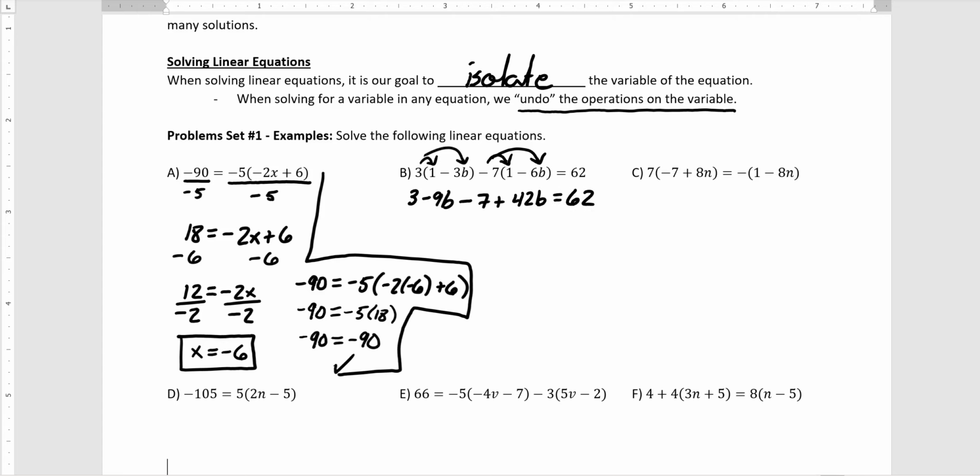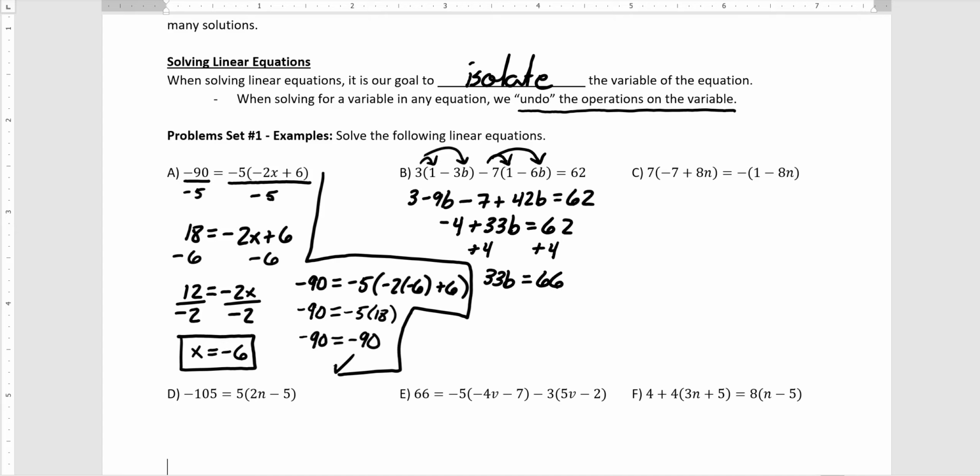Now notice here, I'm going to combine these like terms. I have 3 minus 7, so that'll give me negative 4. And then I also have negative 9b plus 42b, which gives me 33b. And that equals 62. You see that? We just combined our like terms. We combined 3 and negative 7 to give us negative 4. Negative 9b plus 42b gives me 33b. Now I'm going to add 4 to both sides. Add 4 here, add 4 here, and that tells me that 33b equals 66.